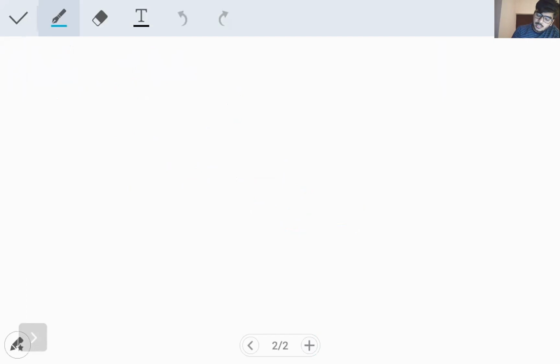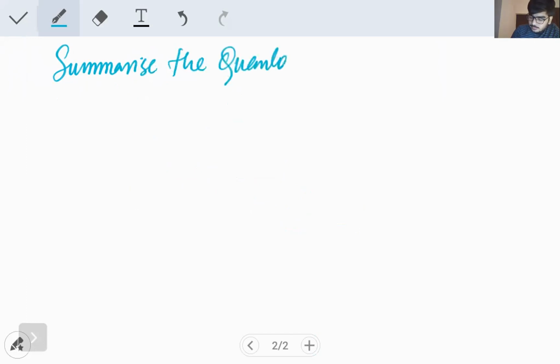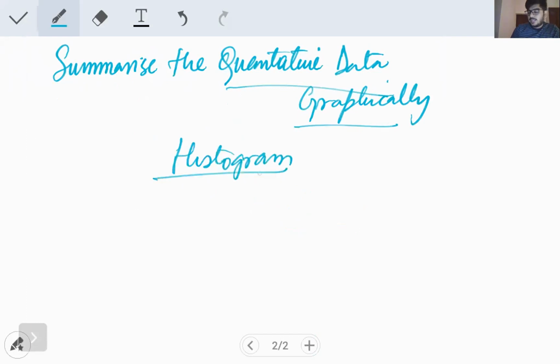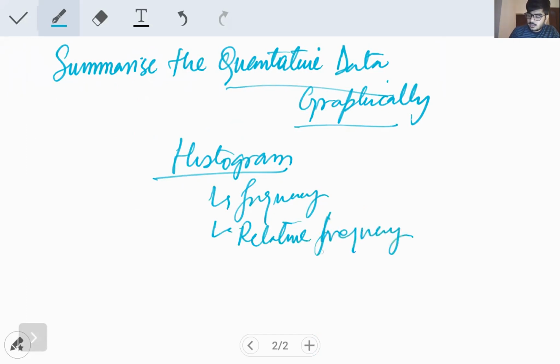Now today we will be discussing the technique to summarize the quantitative data graphically. To summarize this data graphically, we need a tool that is called a histogram. We will use different types of histogram, that is frequency histogram, relative frequency histogram, and density histogram. So let's discuss it one by one using an example.